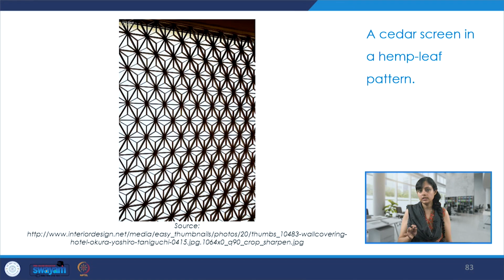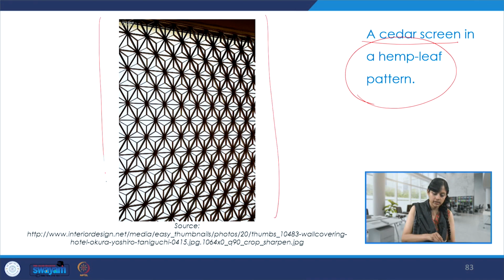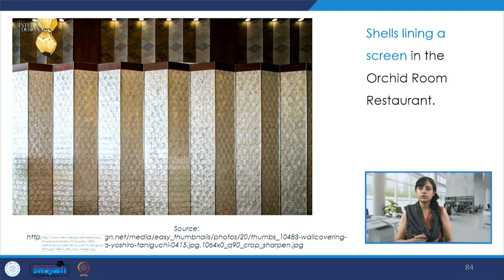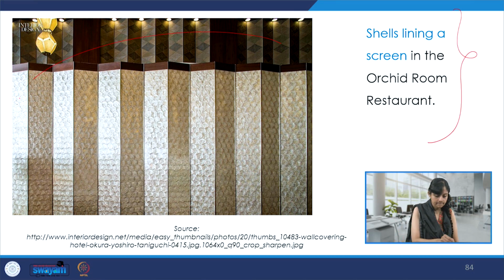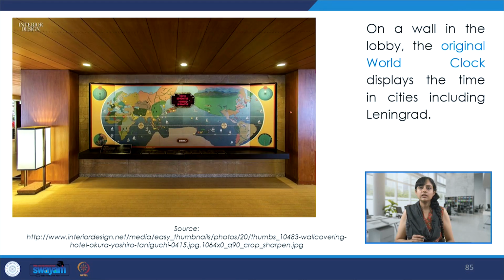This is a screen, which is a cedar screen, and it is designed to give an appearance of a hemp leaf pattern, and this also looks quite aesthetic over here. Then there is also use of shells, the shells lining a screen in this Orchid Room restaurant, which also look very, very fantastic. We also see a wall in the lobby where there is this world clock, and it has been interestingly put in place over here.